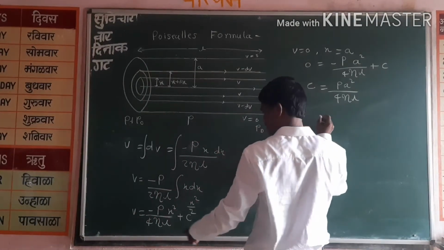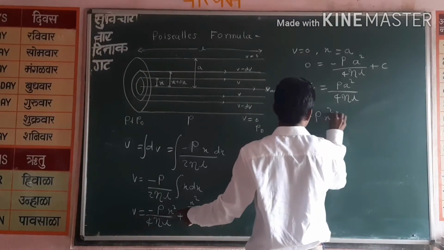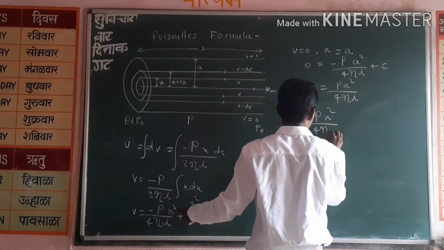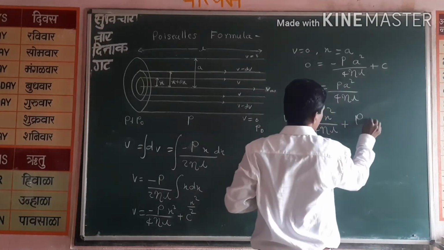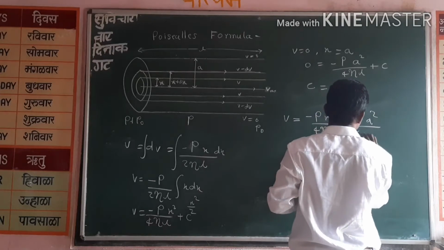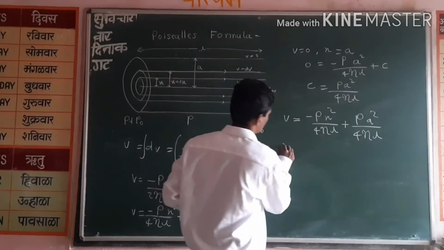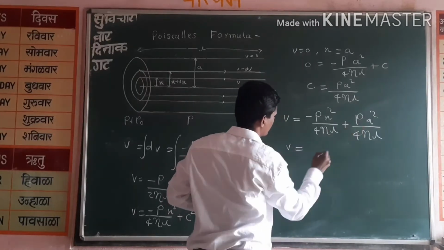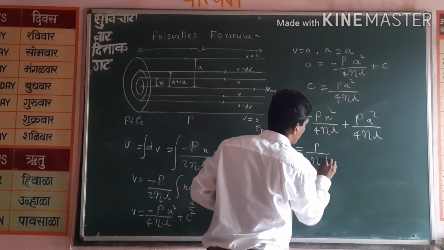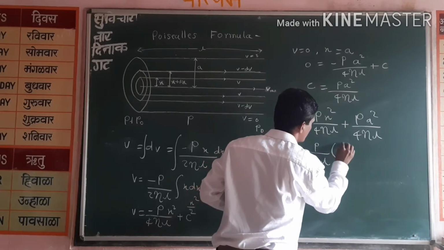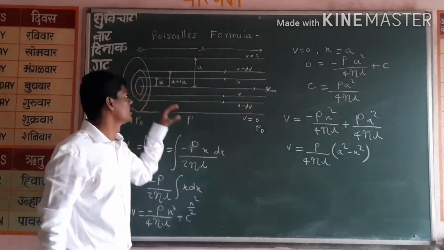Now putting the value of c again in this equation, we get the velocity: v = -p x² / 4ηl + c, that means p a² / 4ηl. So this is the velocity. We can write it with the common factors outside: p / 4ηl, and inside it is (a² - x²). This is the velocity of the liquid layer.